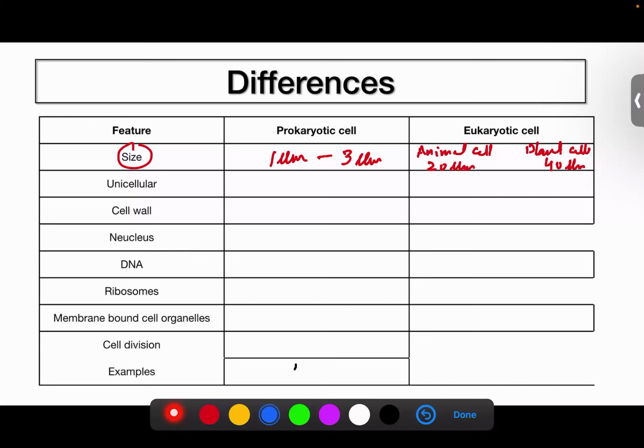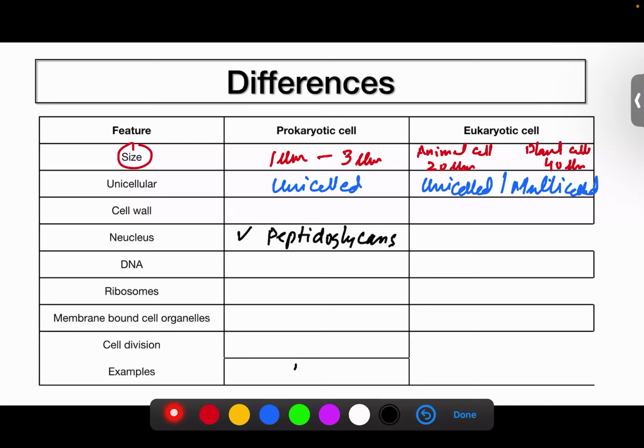Prokaryotic cells are always unicellular, whereas the eukaryotic cells may be unicellular or maybe multicellular. Cell wall is always present in prokaryotic cells, and it is made up of peptidoglycans. Whereas in eukaryotic cells, the cell wall may or may not be present.